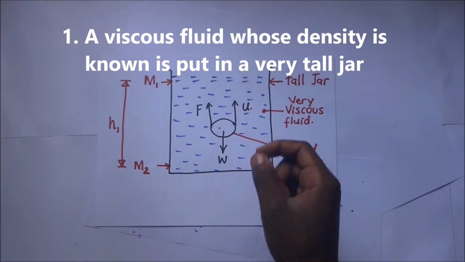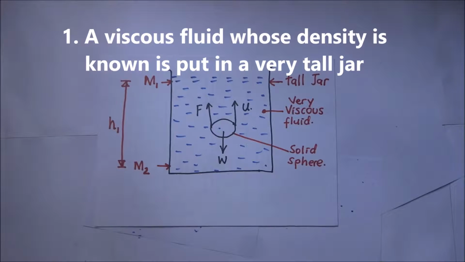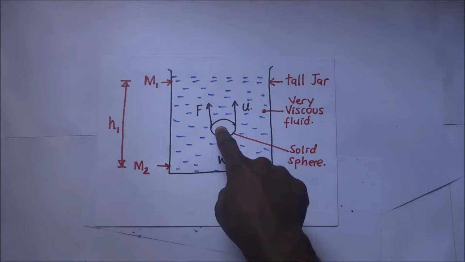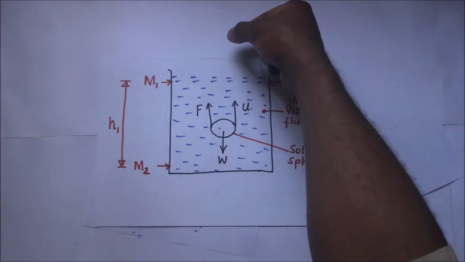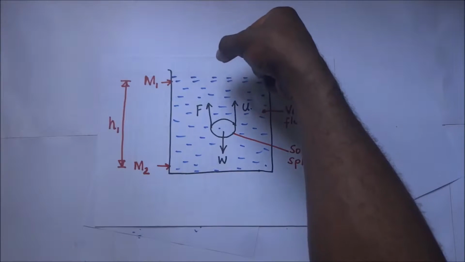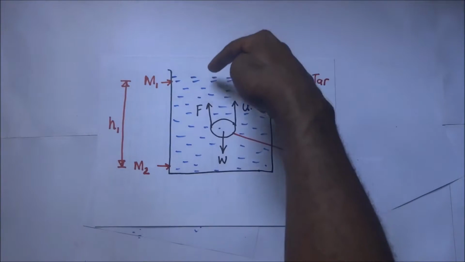By that I mean a very thick fluid, and we are going to get a solid sphere that we are going to use to drop at the top. When you drop that solid sphere at the top, it is supposed to fall through.